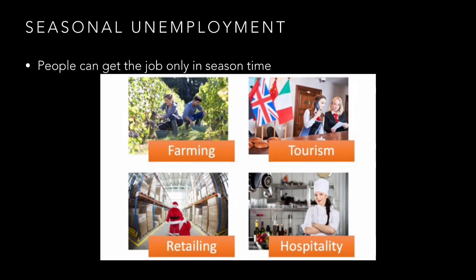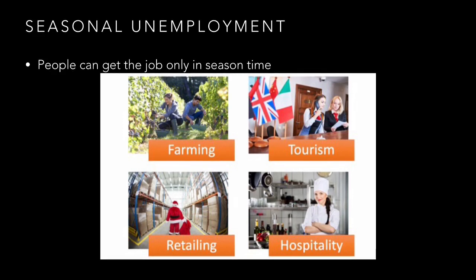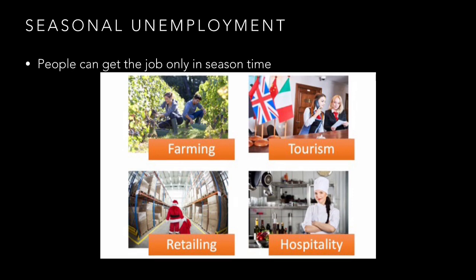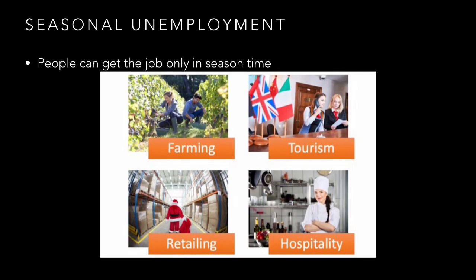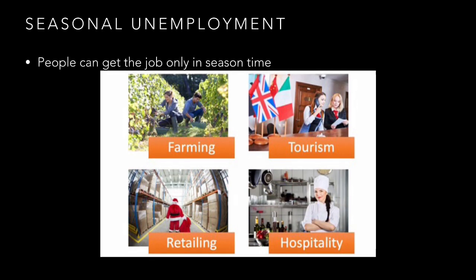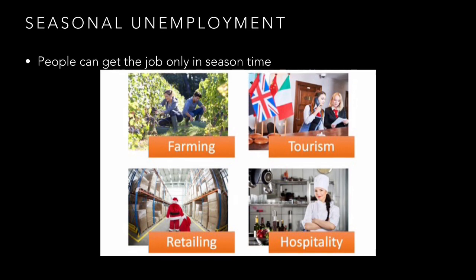The second type is seasonal unemployment. This type of unemployment occurs during certain seasons of the year. In agriculture and agro-based industries like sugar production, activities are carried out only in some seasons. Some other examples are tourism, construction work, etc.